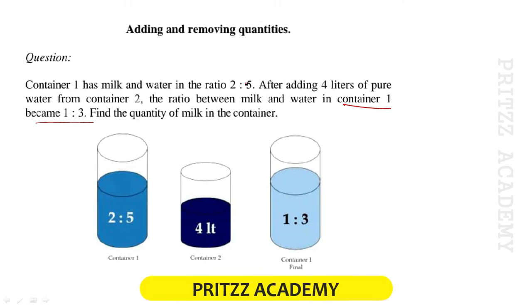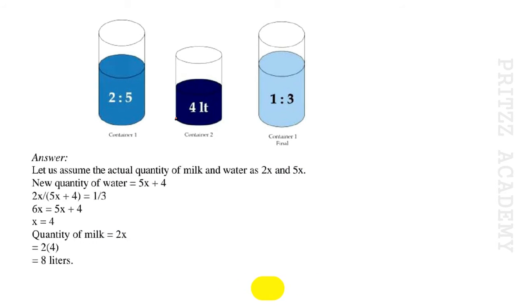So in this type of problem, you are given the initial ratio, final ratio, and some quantity will be added or removed, and then they will ask about the quantities. So how to solve these problems? To solve this type of question, we have to frame the equation.